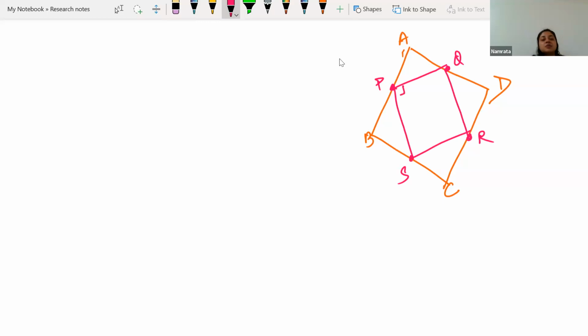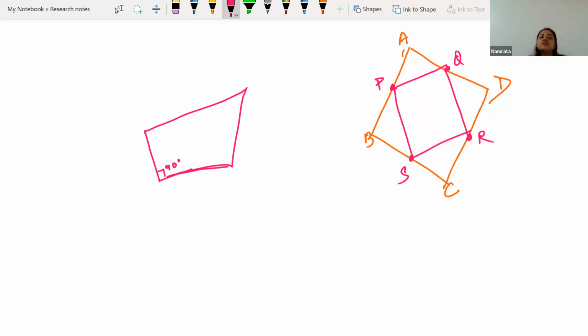That means if we prove any one of the angles is 90 degrees, then we can say it's a rectangle. But only 90 degrees will not work. First thing first, we have to prove that it's a parallelogram, and then if we prove that one of the angles is 90, only then can we say it's a rectangle. Why will only 90 degrees not work? Because 90 degrees means one of the angles is 90 degrees, and if you make a figure like this, obviously it's not a rectangle.